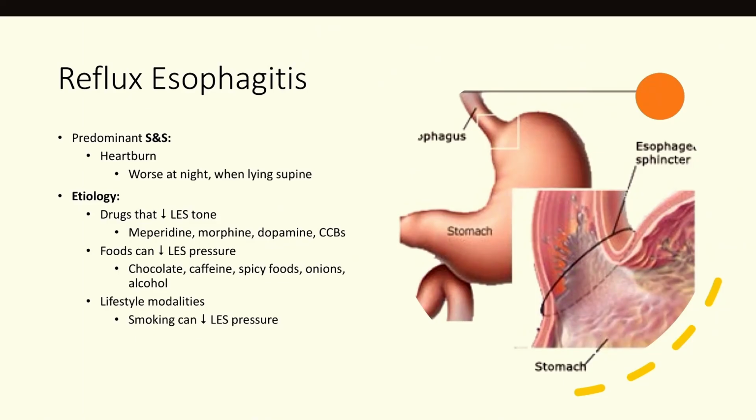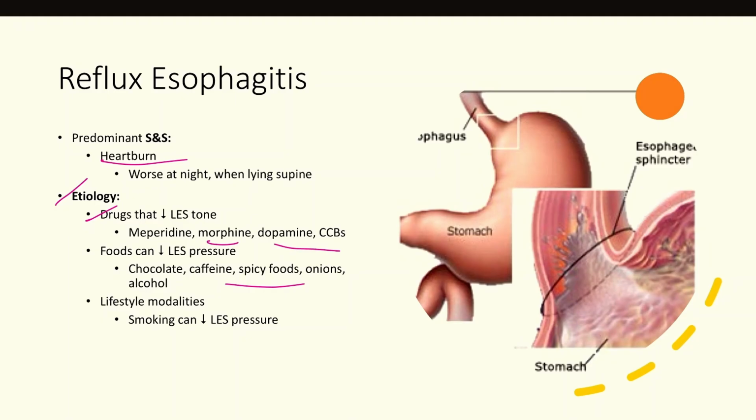So predominant sign and symptom is just going to be heartburn, what they'll present with. Etiology, drugs that can lower the lower esophageal tone: morphine, dopamine, some calcium channel blockers can cause weakness of that lower esophageal sphincter. Food can also decrease the pressure of that sphincter. Chocolate, caffeine, spicy foods, onions. These are all things that will cause more acid reflux because this food will weaken the lower esophageal sphincter.